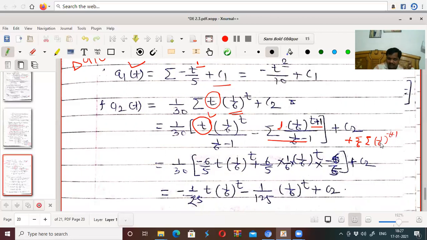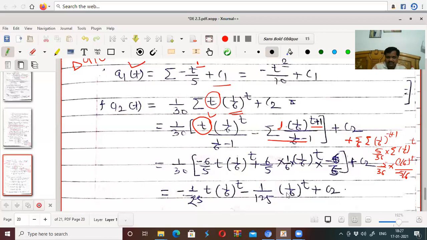That is, if I take 1 by 6 outside, we get 5 by 36 into summation of 1 by 6 to the power t. What is that summation? 5 by 36 into again 1 by 6 to the power t upon 1 by 6 minus 1, that is minus 5 by 6. 5 cancels with this 5, 6 6 are 36. But you will get totally this 6 by 5 into this one, 1 upon 6 into 1 upon 6 to the power t minus 6 by this one plus c2.